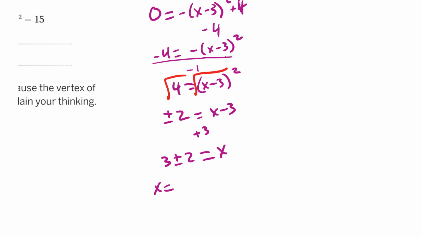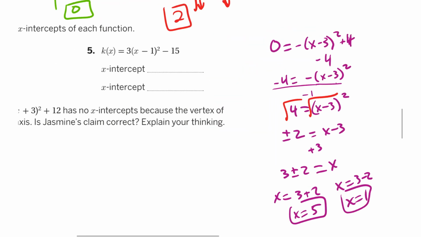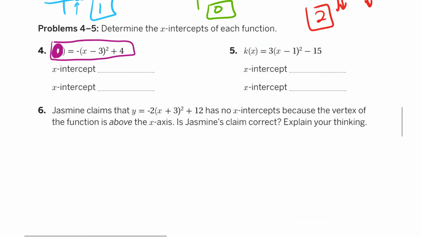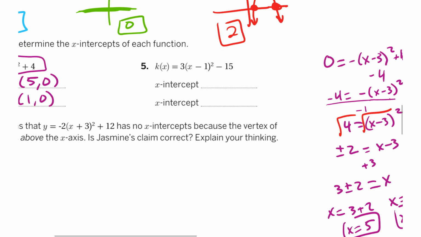And then our two answers are going to be 3 plus 2, 3 minus 2, which x is equal to 5, and x is equal to 1. So our two x-intercepts here for number 4, the way we're going to write that out is as coordinates. So 5, 0, and 1, 0, meaning when x is 5, the y value or output will be 0. And when x is 1, the output will also be 0.